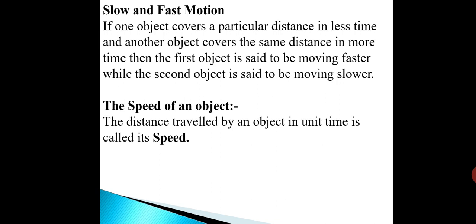Now this slow and fast motion is measured with the speed. Now what is the speed of an object? The distance travelled by an object in a unit time. Unit means in a particular time, we call it a speed. You must have noticed there are speedometers in the cars, in the two-wheelers also, right? There you can find out whether you are moving with 60 km per hour, whether you are moving with 40 km per hour, or so on. We will study these things also in detail further.